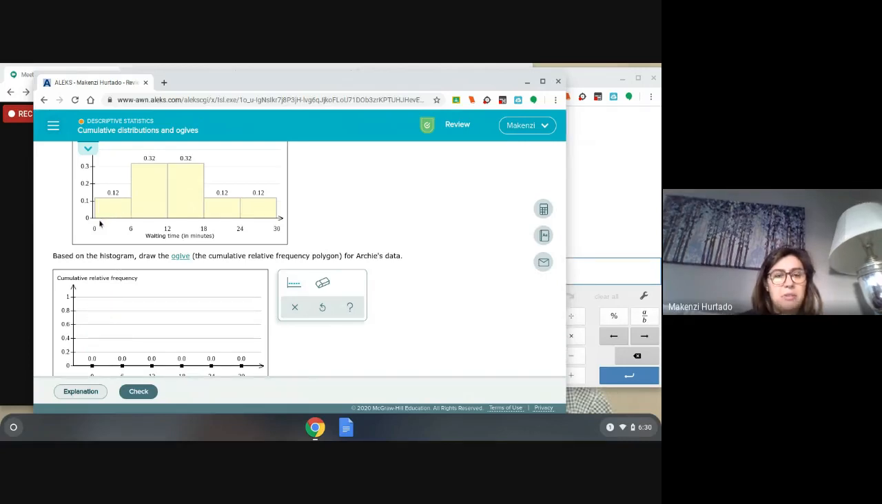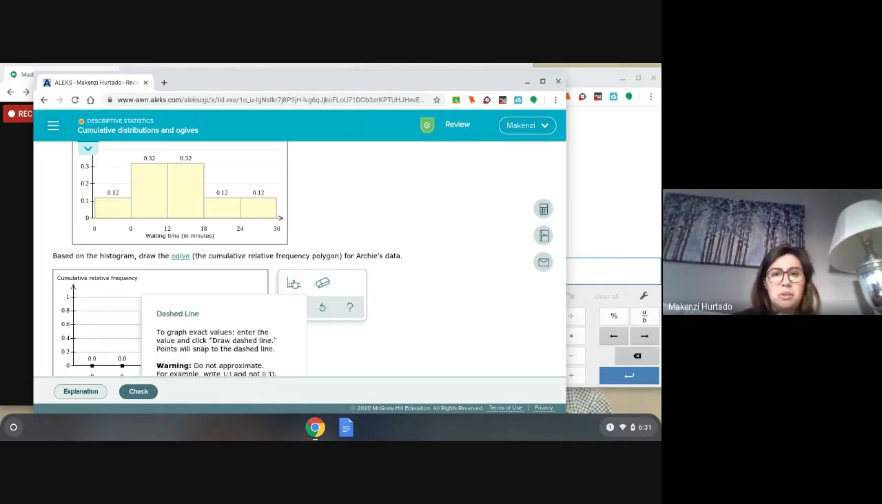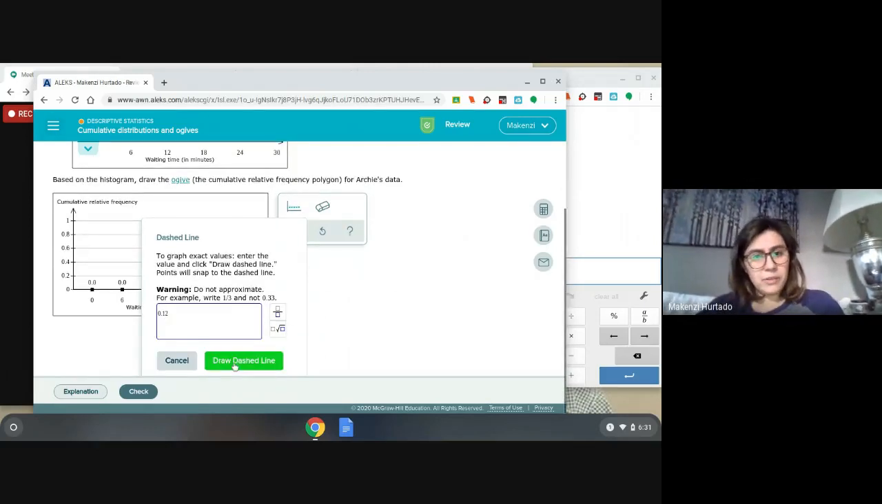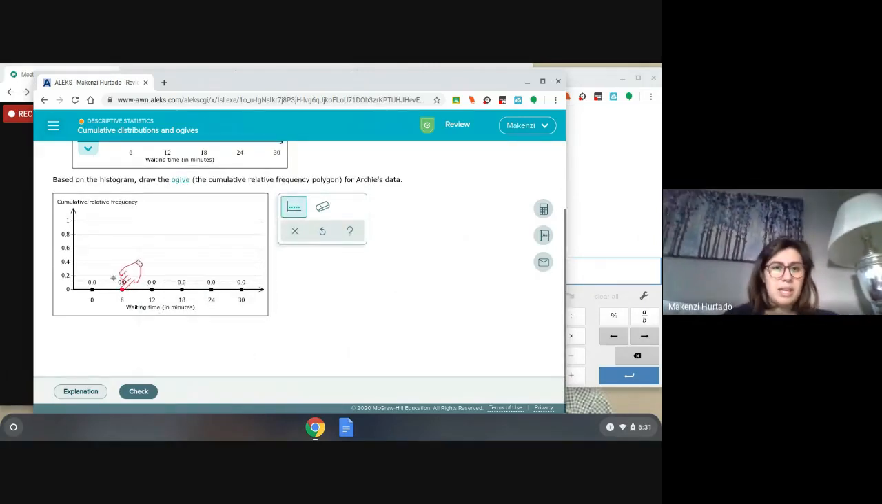We start at our first endpoint. Our first endpoint is 6. So at 6, we have 0.12. So I'm going to push the graphing button. I type in 0.12 and I draw the dashed line. That dashed line automatically goes exactly where I need it to. And you can see when I drag up the 6, it's at 0.12.